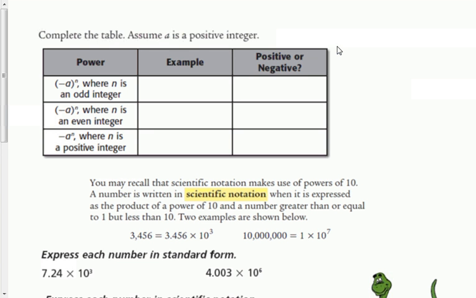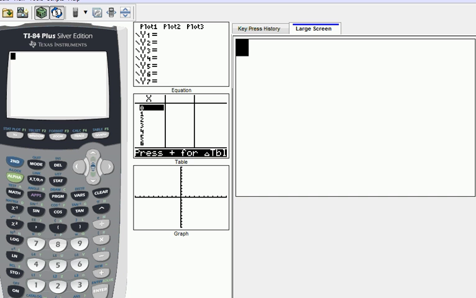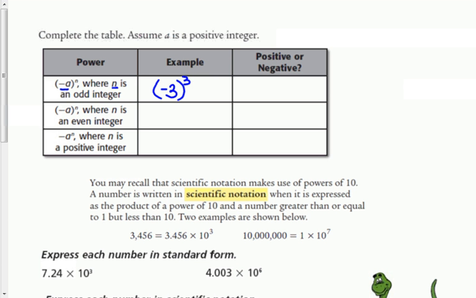It says complete the table, assume A is a positive integer. So I'm going to pick some positive value for A, like say 3. And then I'm going to do the negative of that, so -3. And I'm going to do a power that's an odd number, like 3. Okay, and to do that on my calculator, I need to use parentheses. So I would do parentheses, and then my base is -3, parentheses raised to the third power, like that. Enter, and I see I get -27.